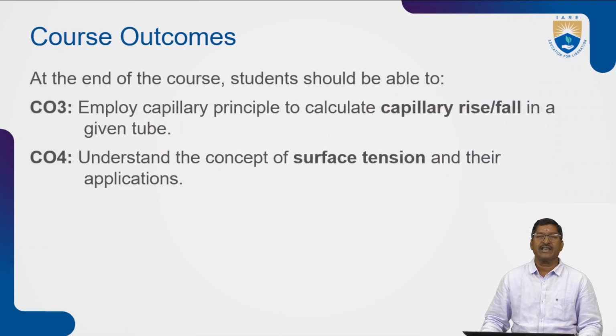And course outcome 3 is the capillary rise or fall. That means whenever you insert a small diameter tube in a fluid, some fluids will rise inside the small diameter pipe, which is called capillary rise. And some fluids will lower their level or fall, then it is called capillary fall. Course outcome 4 is related to surface tension. That means all the fluids at their surface will have tension at the top surface. So it is called surface tension.